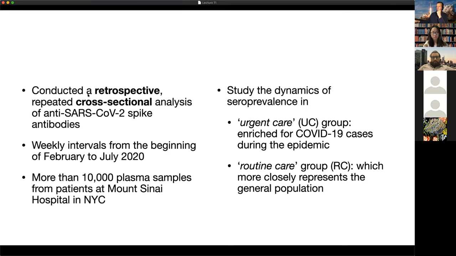So to quote from the paper, they conducted a retrospective, repeated cross-sectional analysis of anti-SARS-CoV-2 spike antibodies. Retrospective means they've just looked at historical data. Cross-sectional means it's just basically a convenient sample, they weren't targeting any particular cohort or group. And then they were looking for anti-SARS-CoV-2 spike antibodies.